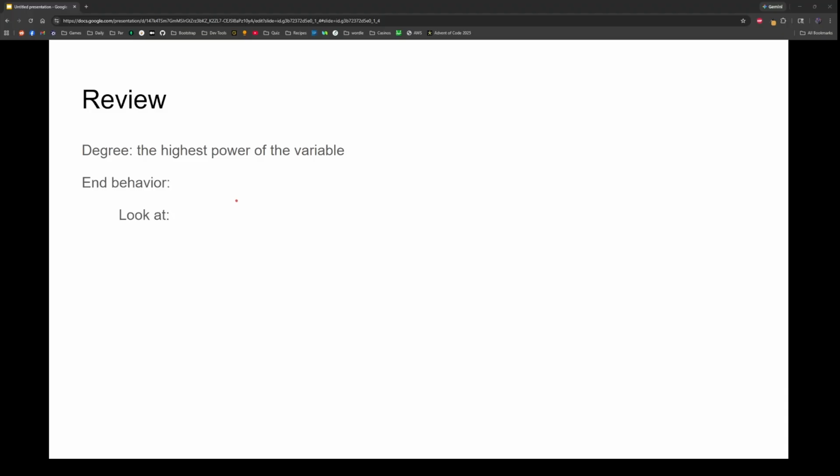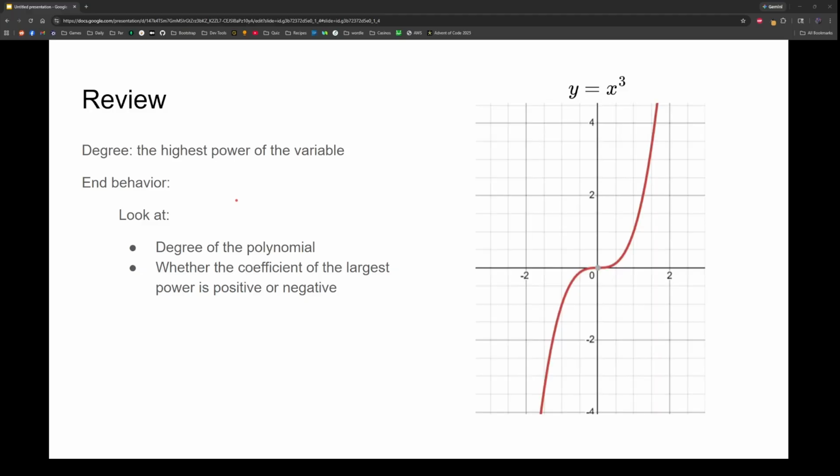The end behavior, we have to look at the degree of the polynomial as well as whether the coefficient of that largest power is positive or negative. Let's take a look at this real quick. For example, y equals x cubed. We all agree this is a third degree polynomial because the highest power of x, the only power of x for that matter, is 3.